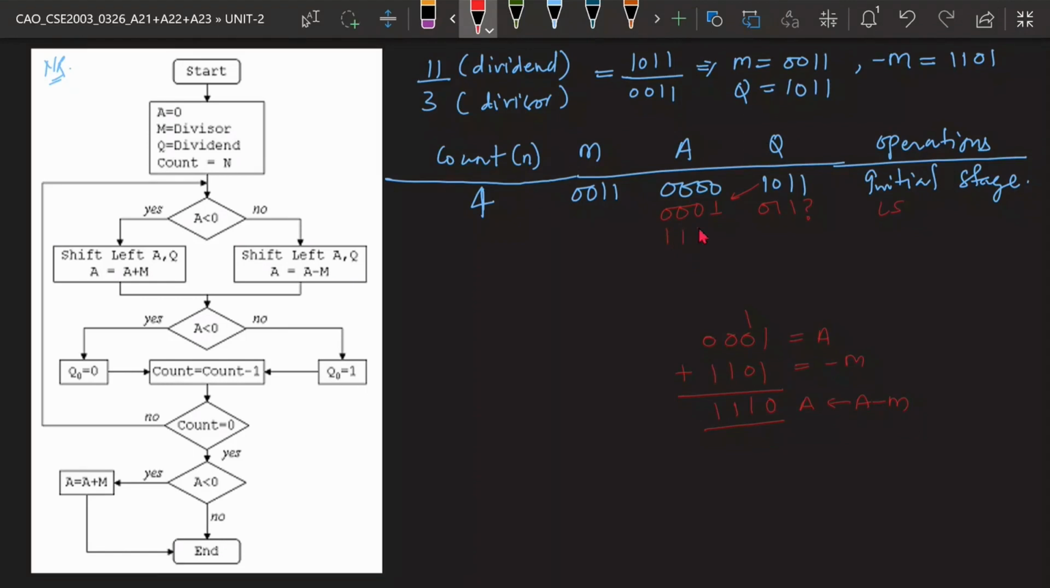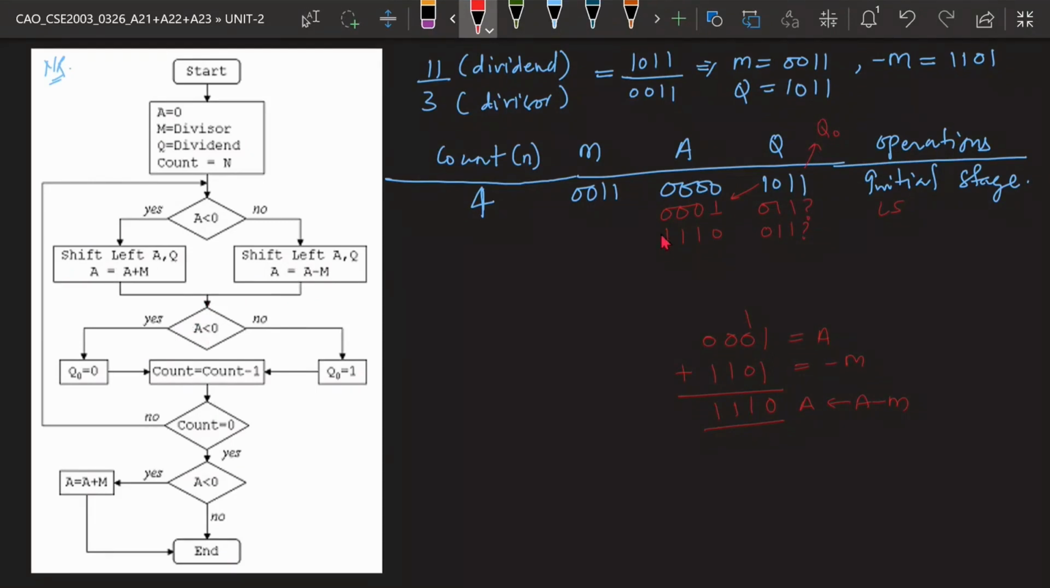So 1, 1, 1, 0 is the accumulator content, and the Q value will be the same: 0, 1, 1, and a question mark, because this bit is basically the Q naught bit, which is still not decided. Once we have done the subtraction, we will again be checking the content of A.